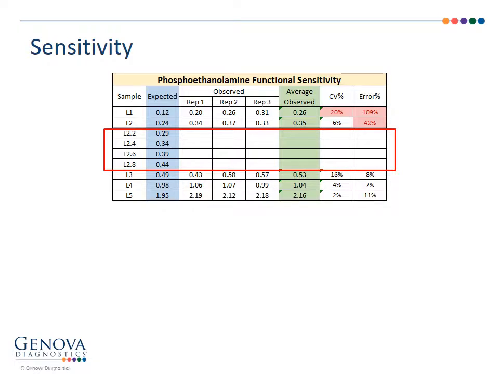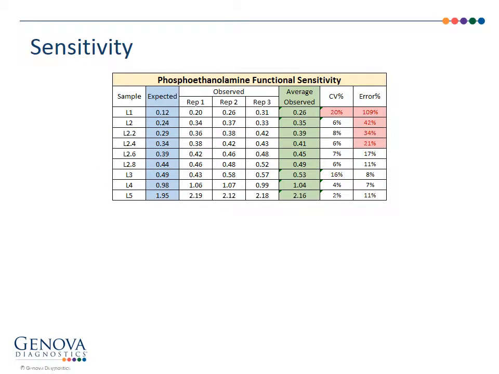Easiest way is just to add some more levels. So you can see we have the 0.24, 0.49. We added some levels in between. We're going to run them the same way. And now we can see that the error percentage goes from 17% at 0.39 to 21% at 0.34. So our true error is somewhere in between there. It may be that we want to dial it in a little further so we can run more levels.